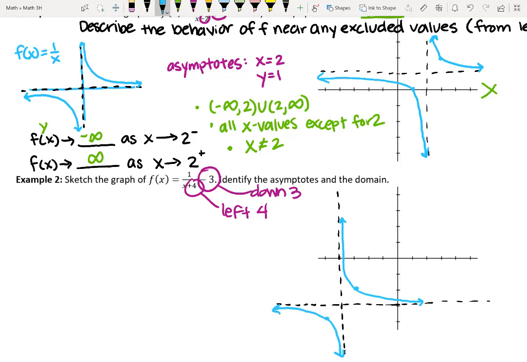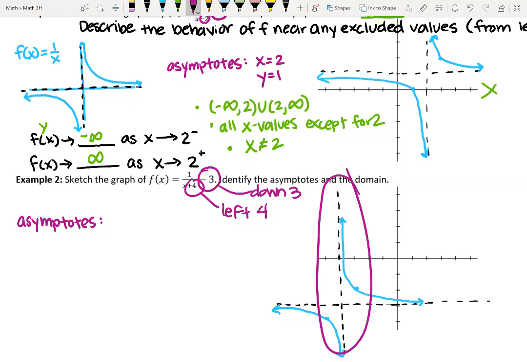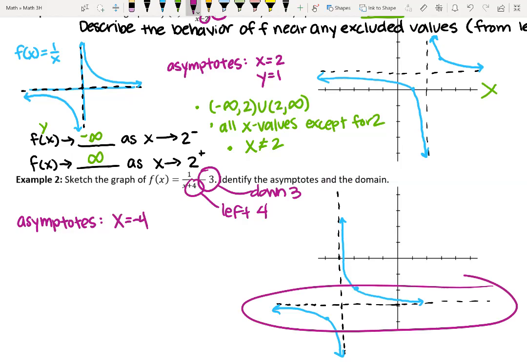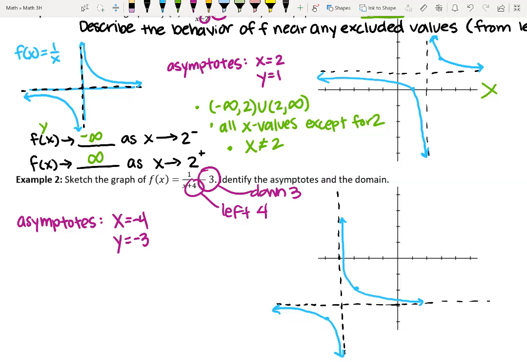Okay, so sketch the graph, identify the asymptotes and the domain. So the asymptotes, they have to do with my shifts, my transformations, translations. So that means I've got this vertical asymptote at the x value of negative 4, so x equals negative 4. And then I've got this horizontal asymptote at the y value negative 3, so y equals negative 3. Okay, those are my two asymptotes.